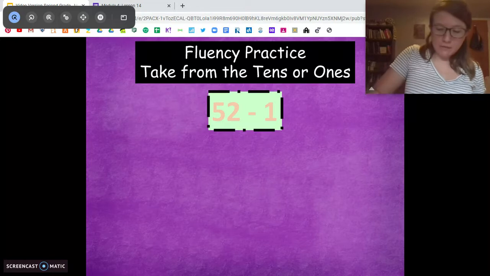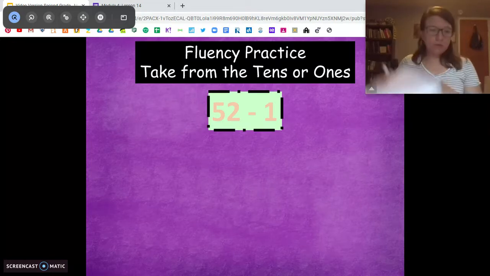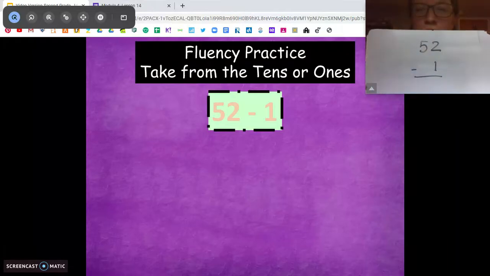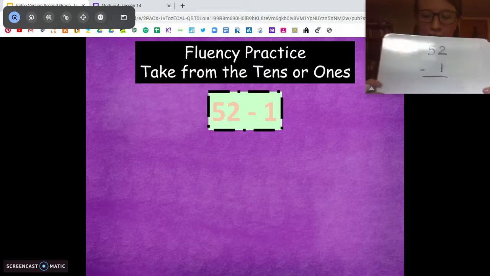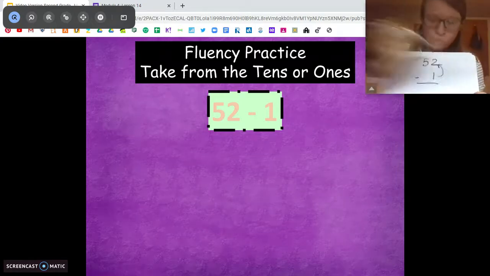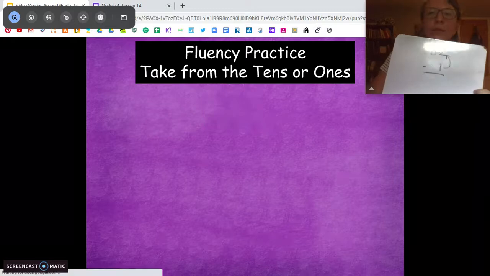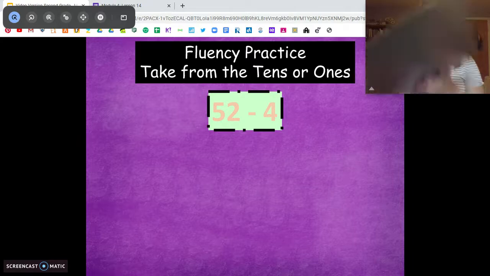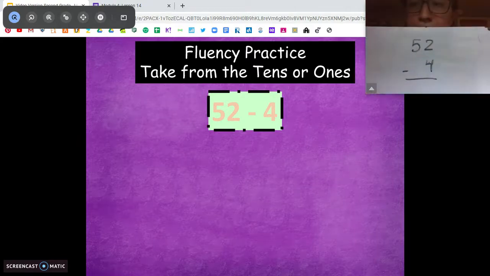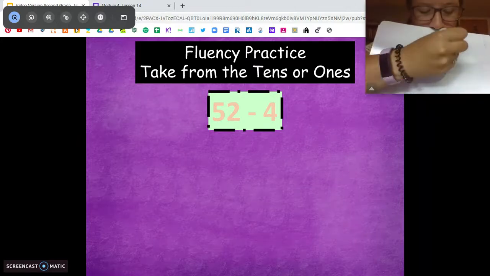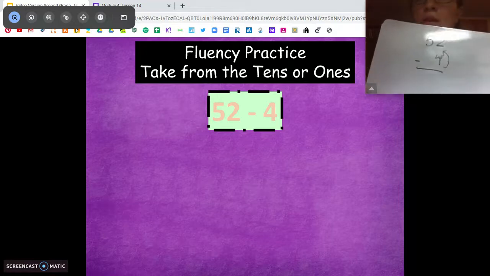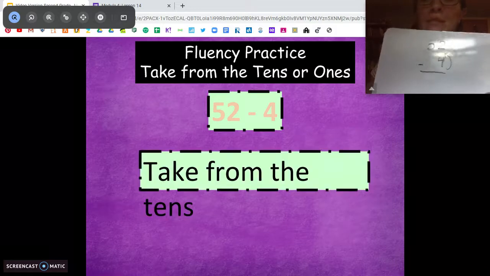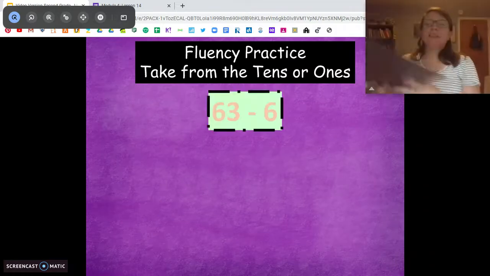What about 52 minus 1? I'm going to set it up on my paper for you. 52 minus 1. Can we take from the ones or do we have to take from the tens? Can we do 2 minus 1? Yeah, we can take from the ones. Good. What about 52 minus 4? Can we take from the ones or do we have to take from the tens? Can we do 2 minus 4? We can't, right? We have to take from the tens.